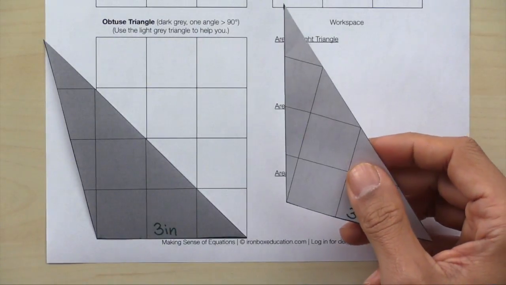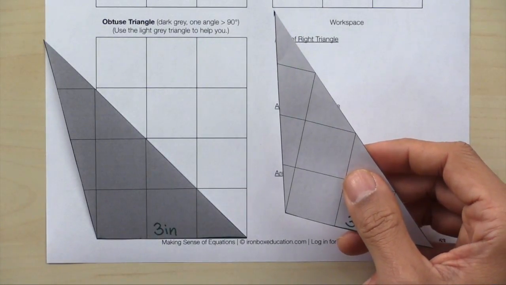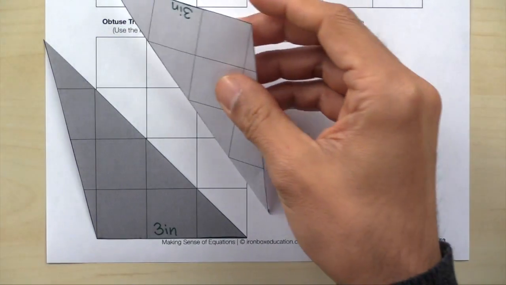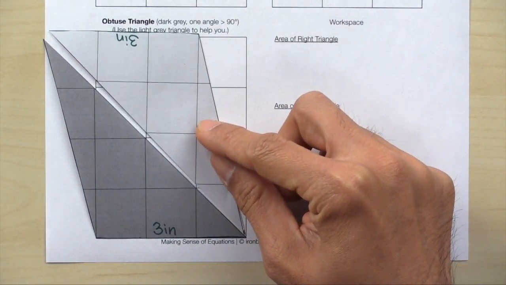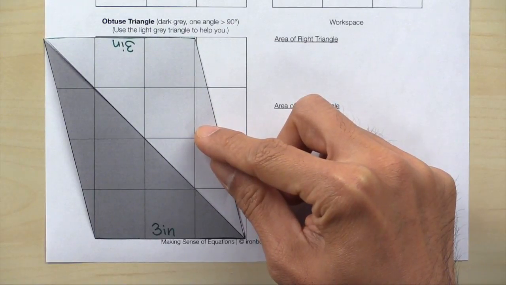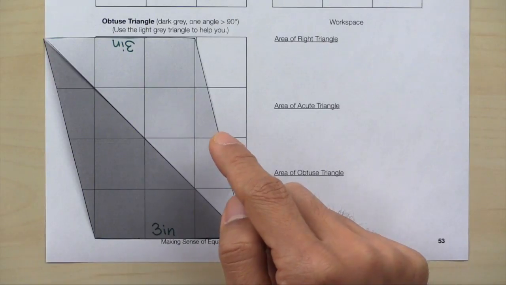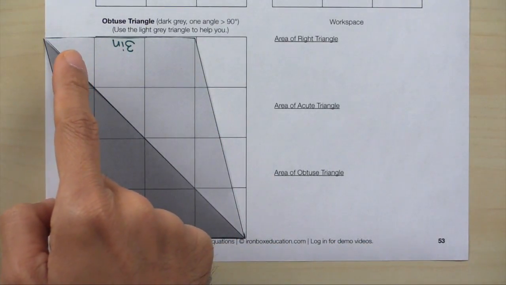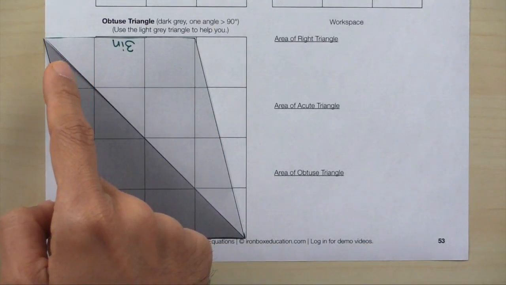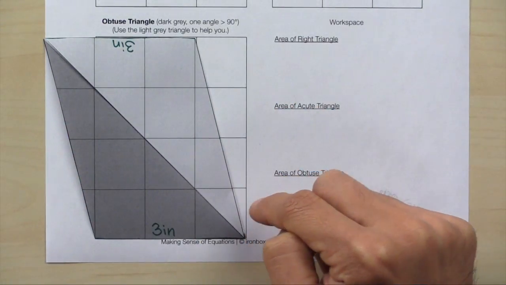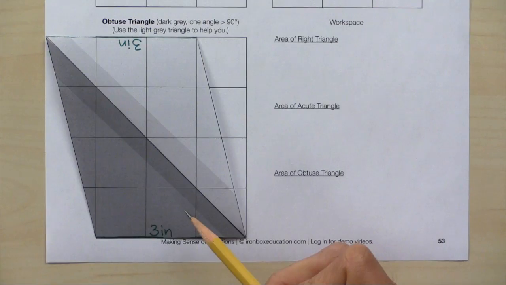Now let's place the light gray obtuse triangle onto the grid. We'll rotate it, place it onto the grid, and you'll notice that the light gray obtuse triangle doesn't fit either. Part of the light gray triangle sticks out, and also notice that on this side of the grid, we have all these empty spaces.